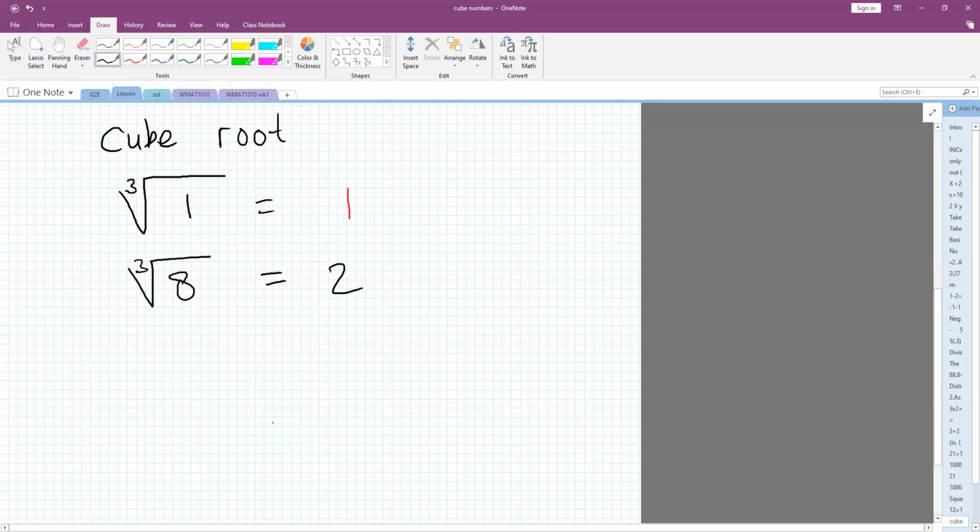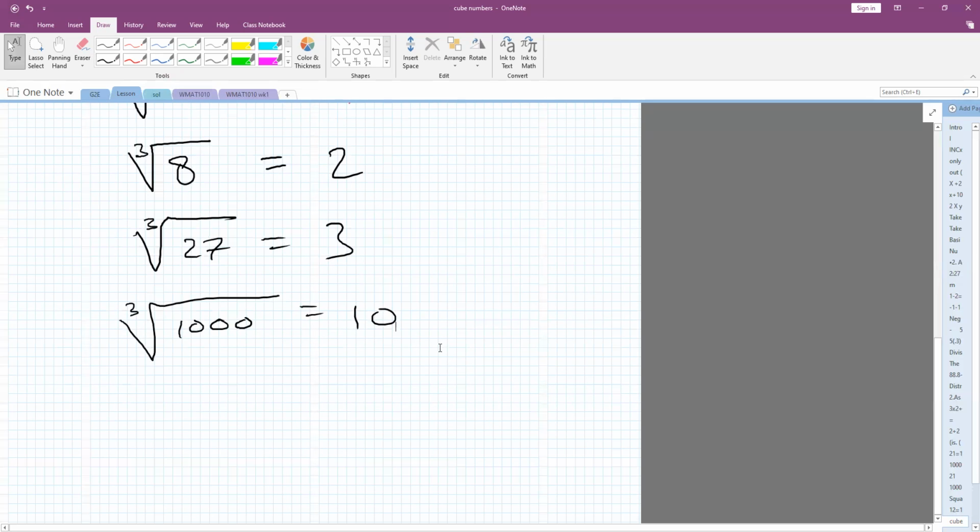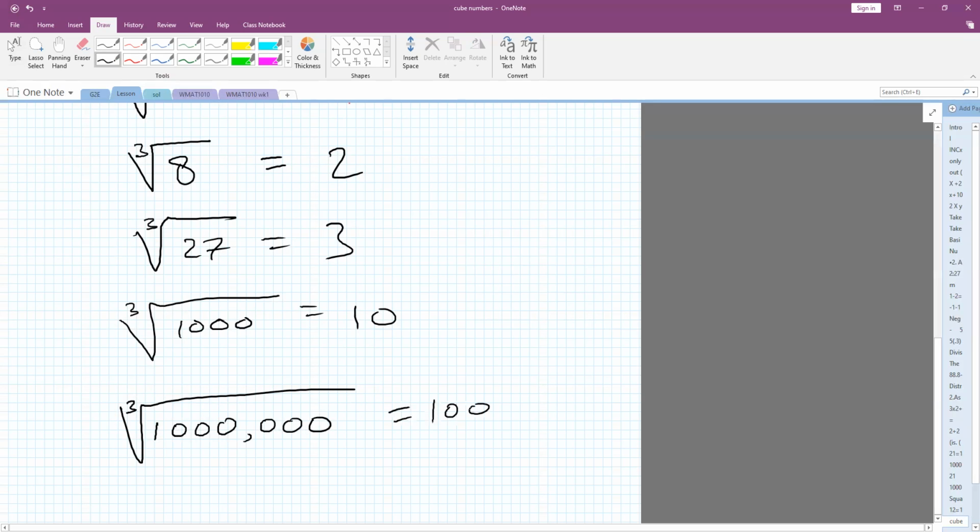Next, what is the cube root of 27? 3. Okay. What is the cube root of 1000? 10. Okay. One more time. What is the cube root of 1 million? 100. Very good. Because when you multiply 100 times 100 times 100.